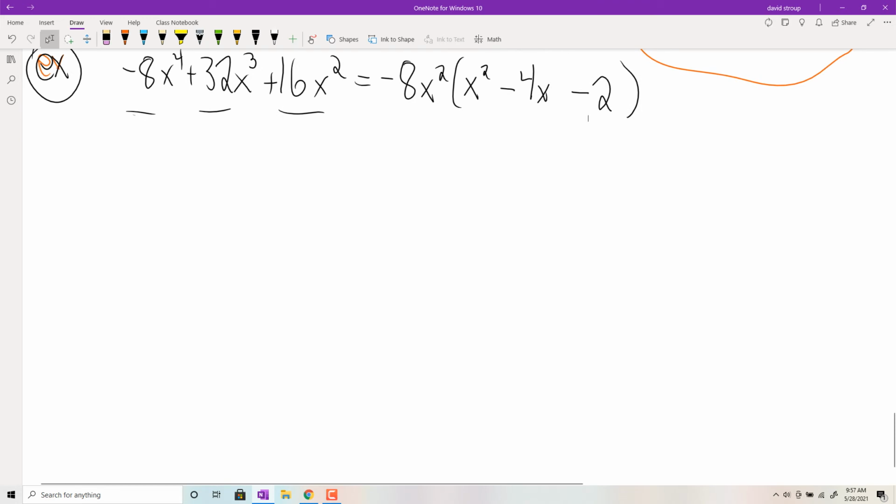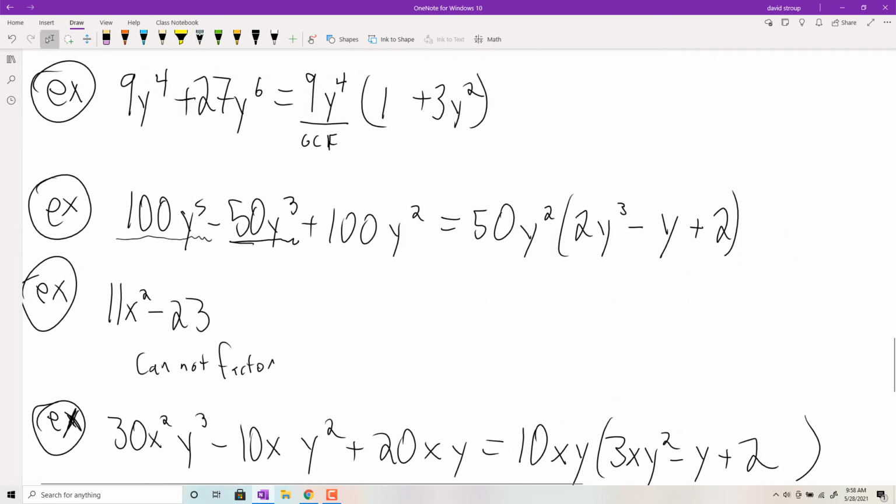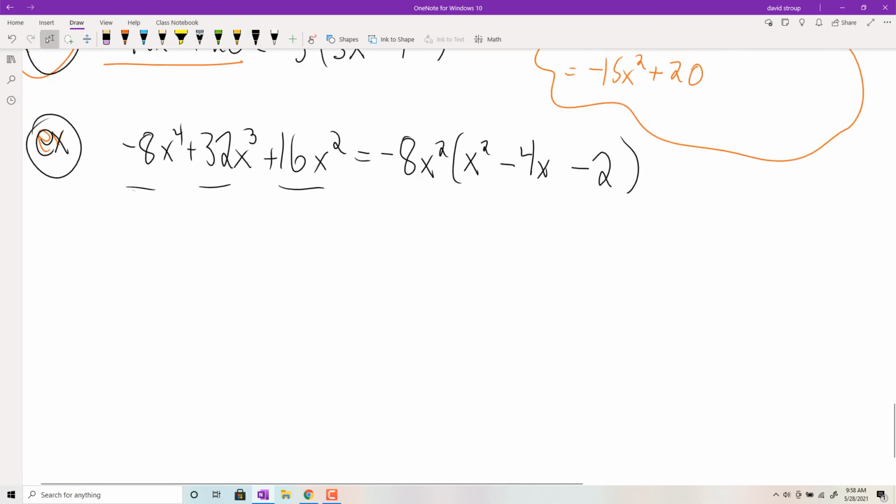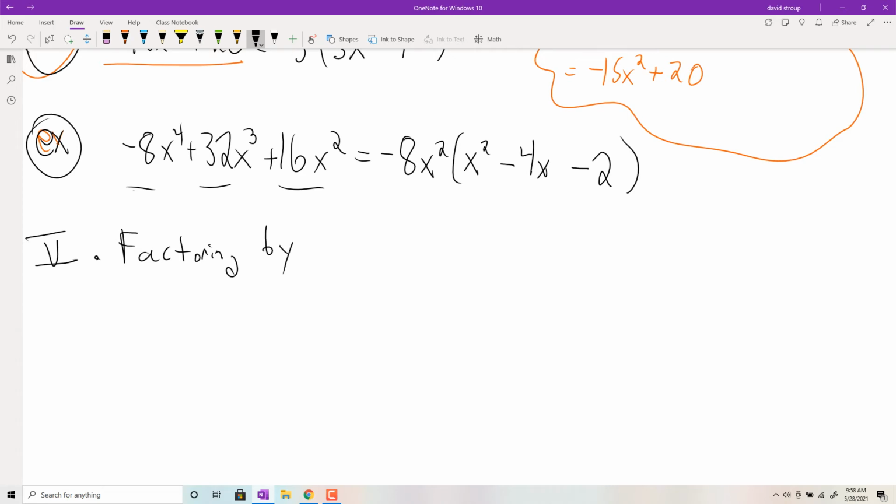The last topic, and then we'll look at an application, and then go look at WebAssign, is factoring by grouping. And this may be different. When I was in school, they didn't teach this method. So if you're as old as me, which would be as old as dirt at this point, you may not have seen this before. But I think most people now in school, they teach this. But here we go. Factoring by grouping.